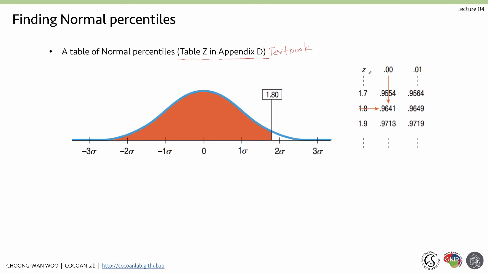So before we draw the normal probability plot, we need to find normal percentiles. We can use the table of normal percentiles. That's Table Z in Appendix D of the textbook. So in the table, let's say you got Z equal 1.8. You can get to the 1.8, and then the decimal point is 0, right? So because of that, you can get here. So 1.80 is 0.9641.